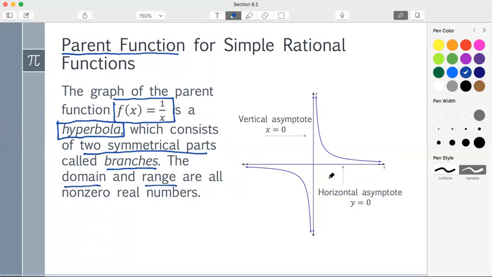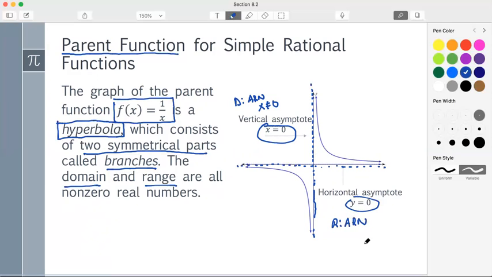Now if we take a look at it, it's very simple. If you notice, in this parent function, it has a vertical asymptote at x equals 0. The function can never ever cross there, and that vertical asymptote occurs at x equals 0. So that means my domain will be all real numbers such that x cannot equal 0. A similar thing happens with a horizontal asymptote, y equals 0. So that means my range is going to be all real numbers such that y cannot equal 0. So we can't touch it. And if you notice, our branches will just approach both of those asymptotes like we've already been discussing.